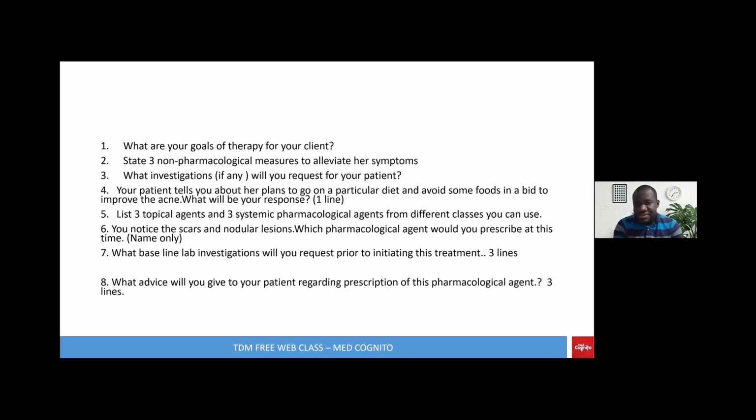Three goals of therapy for this client. Let me see. I can see Malika: relieve lesions and increase her self-esteem. Good effort there, Malika. Please type your answers. Improve acne. Okay. Any other answers? Feel free, just type in. Let the answers flow.